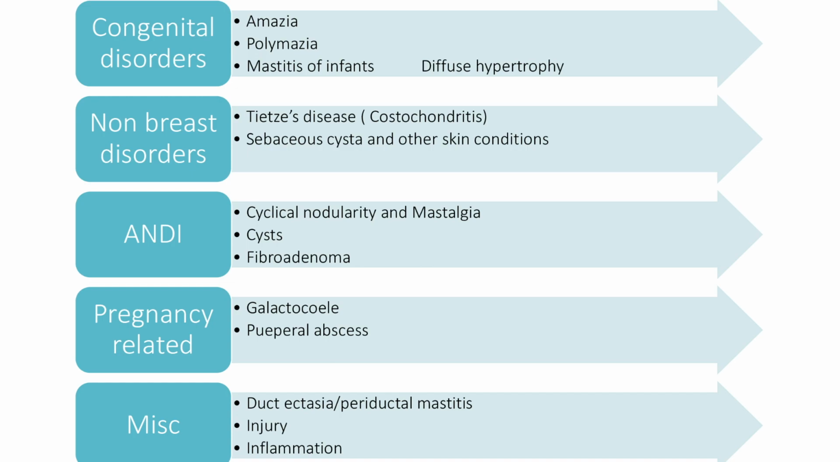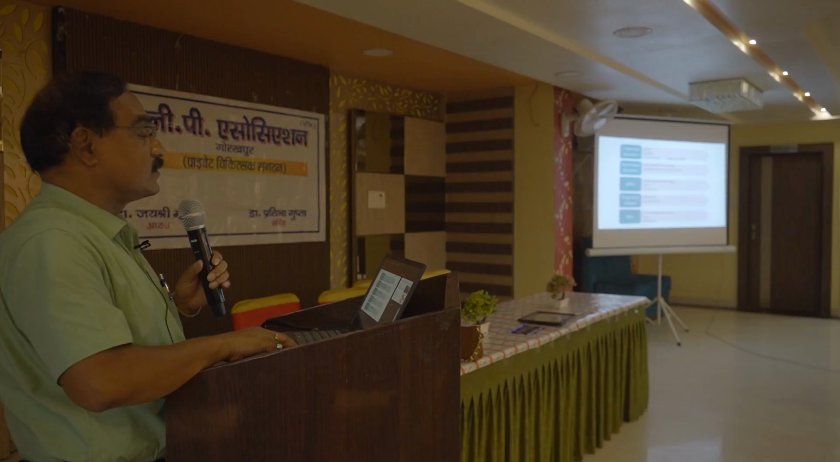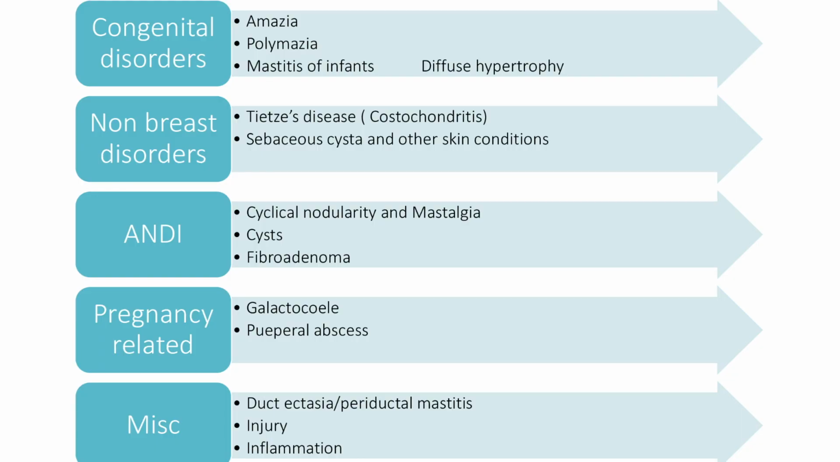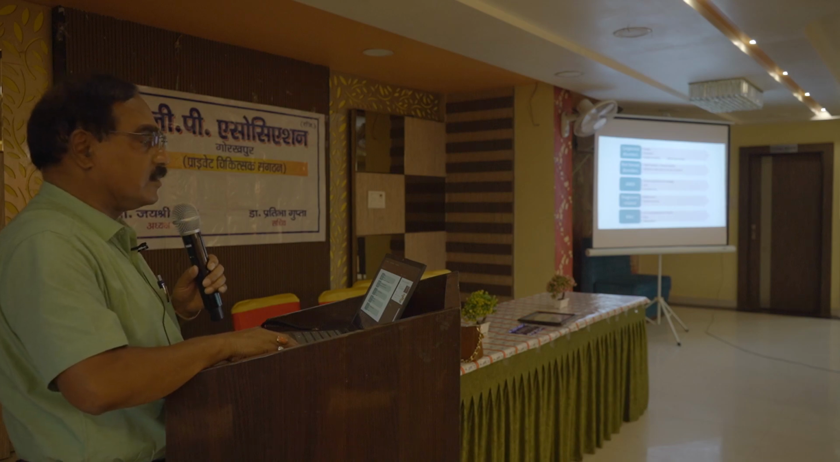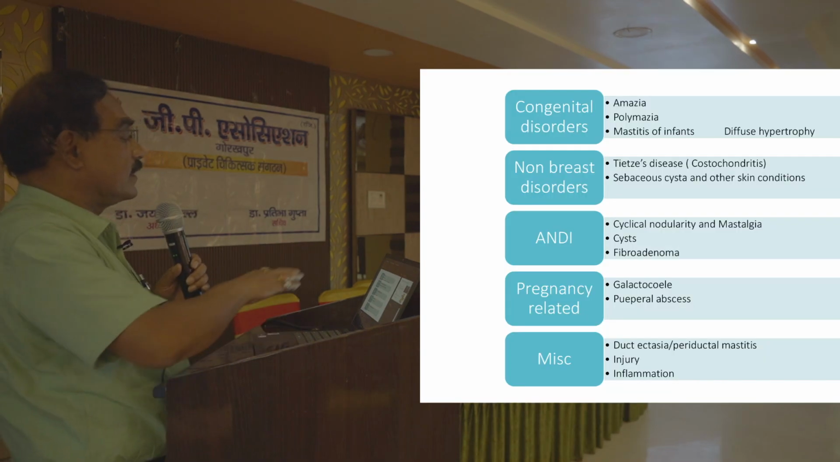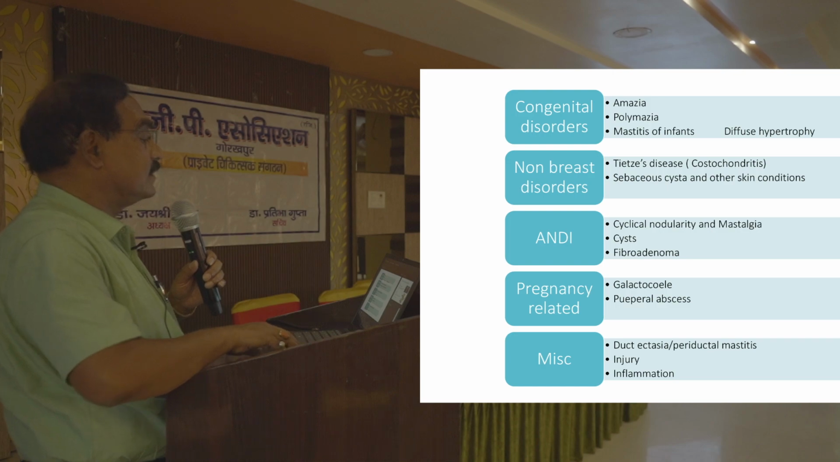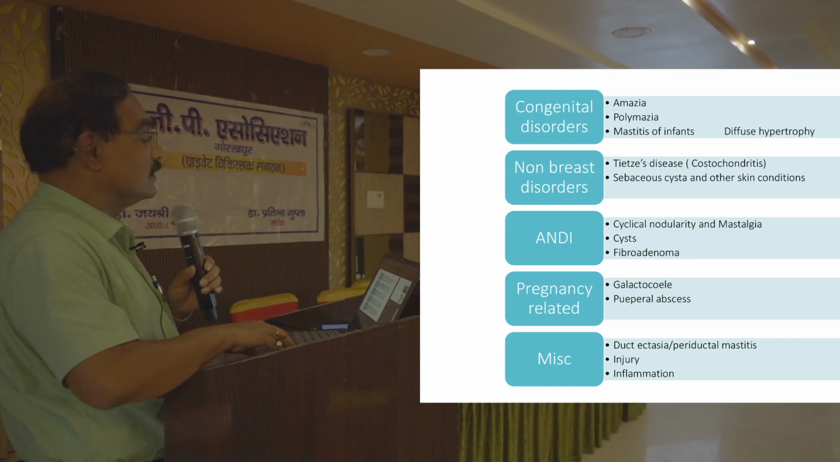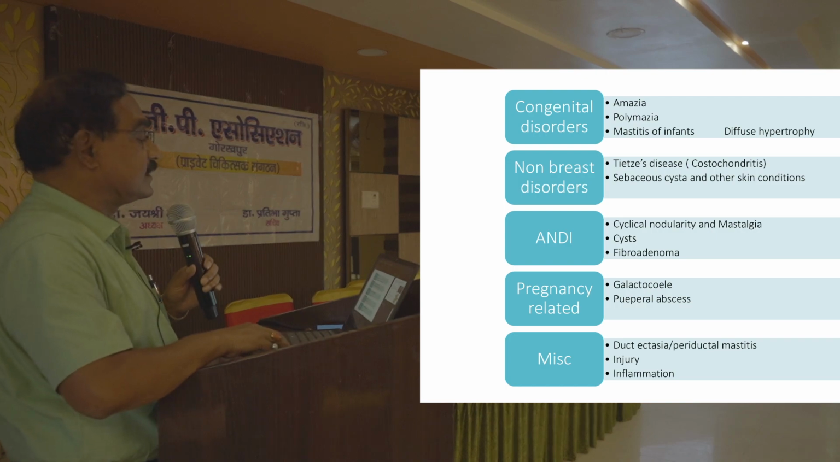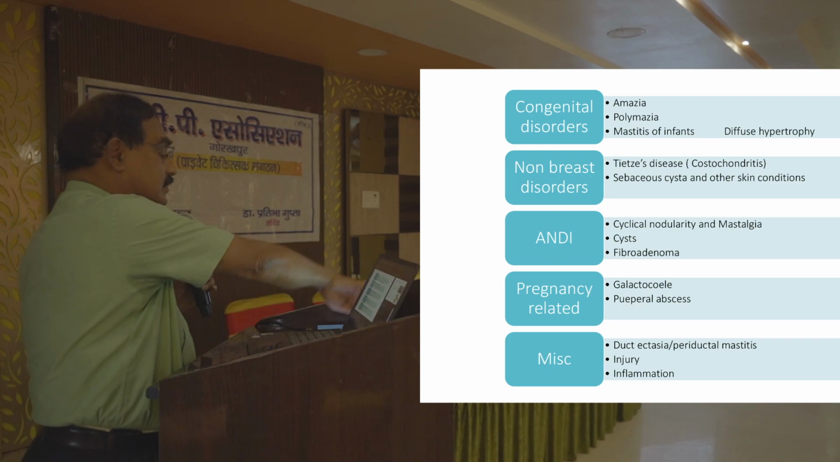So about the congenital disorders, you see amastia, polymastia, mastitis of infants, diffuse hypertrophy. These are the congenital diseases of the breast. The non-breast diseases are like costochondritis, sebaceous cyst, and other skin problems on the breast. In the ANDI group, they have divided into cyclic nodularity and mastalgia, cysts, and fibroadenoma formations. Pregnancy related, these are galactocele and puerperal sepsis.